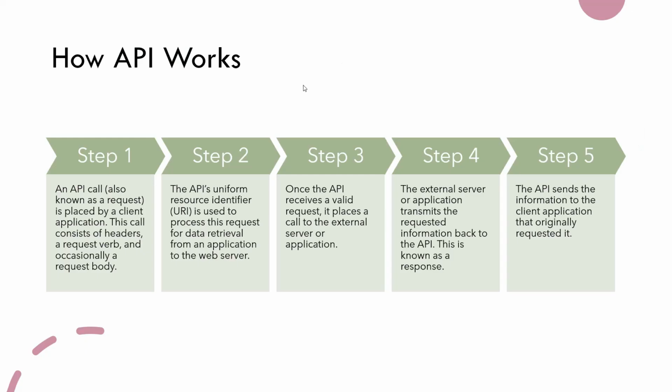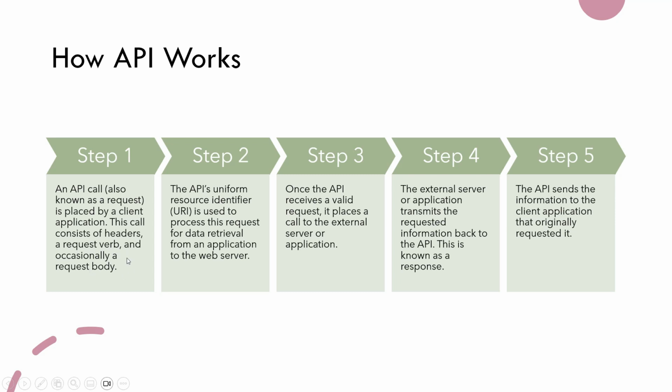Okay. So how does an API work? I've just put out some simple steps here. An API call, also known as a request, is placed by a client application. So you go on Skyscanner and enter your request. The Skyscanner API will get that request and place it, a client. This call consists of headers, a request verb, and occasionally a request body.